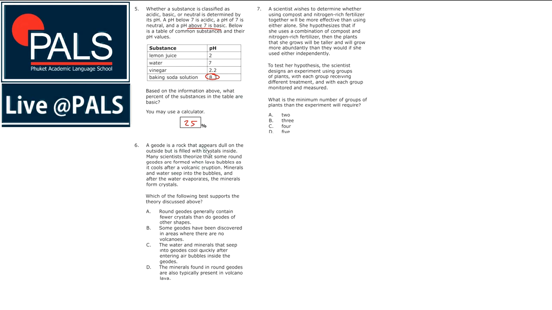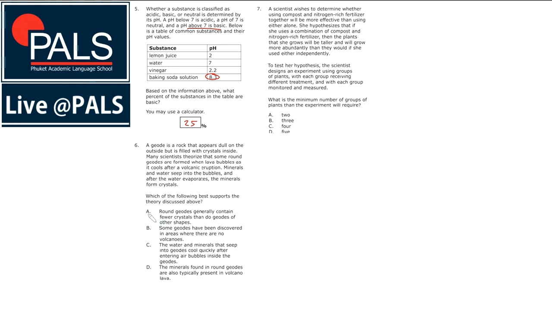A geode is a rock that appears dull on the outside, that is filled with crystals inside. Many scientists theorize that some round geodes are formed when lava bubbles after a volcanic eruption. Minerals and water seep into the bubbles, and after the water evaporates, the minerals form crystals. Round geodes generally contain fewer crystals than geodes with other shapes.